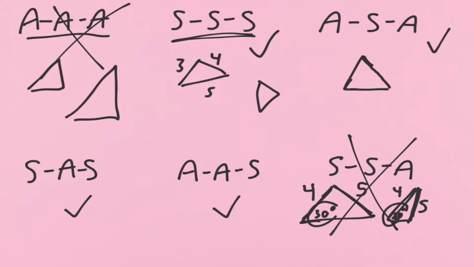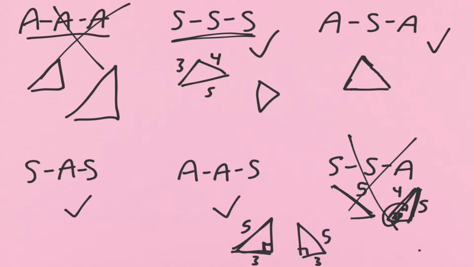But something to note about side side angle triangles, if it's a right triangle specifically, so notice we have a side and then another side and then an angle, then there is only one possible triangle. So if you have side-side angle triangles, they only work if you have a right triangle specifically.